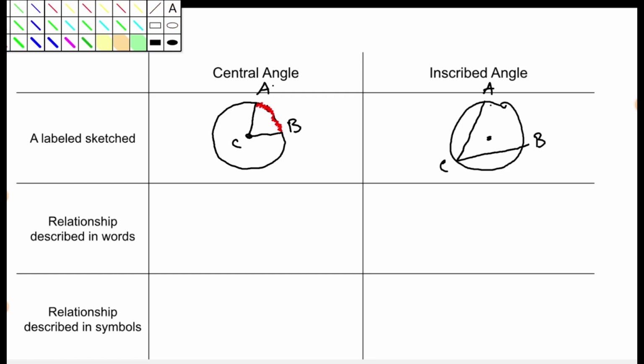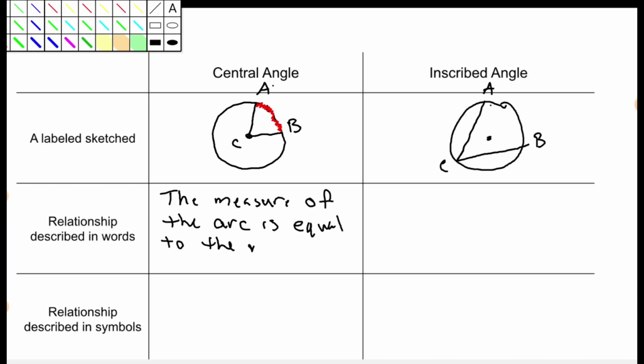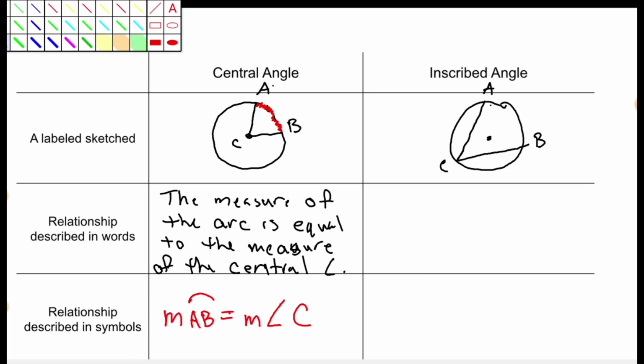All right, so let's write that out. What we're trying to see is that the measure of this arc is the same as the measure of that central angle. Those will have the same values. And another way, let's write it out in symbols. So what does that look like in symbols? We can say the measure of arc AB will be equal to the measure of angle C. I'm just going to name it one letter right now so it's nice and simple.